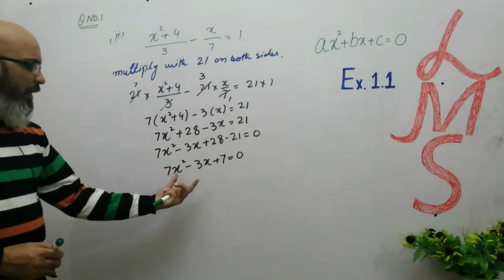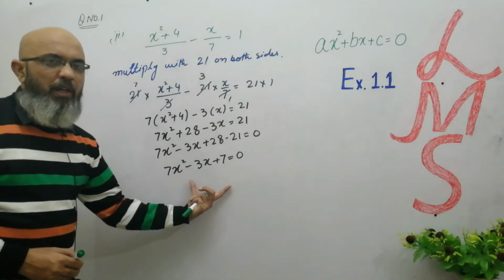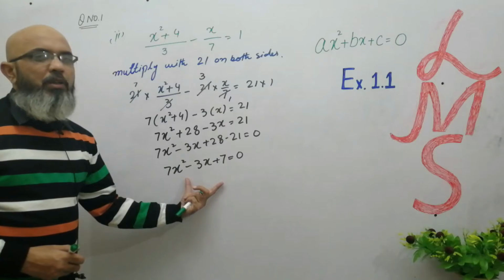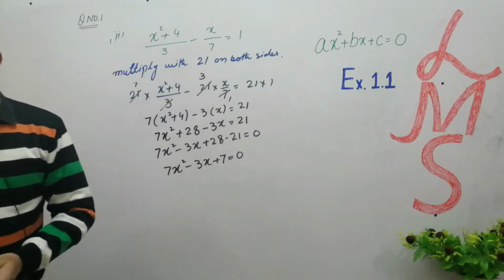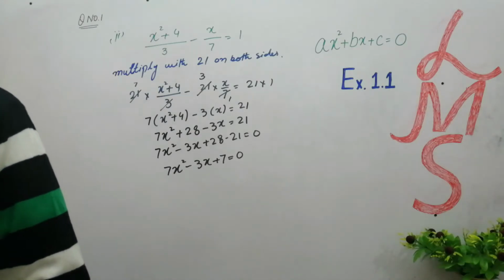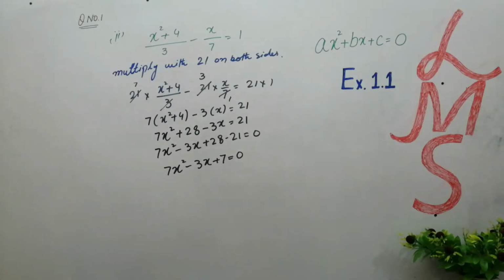So now at the end we have to tell it is a pure quadratic or not. No, it's also not a pure quadratic because we have the value of x in pure quadratic form. The x value is 0. So let's see the next one.